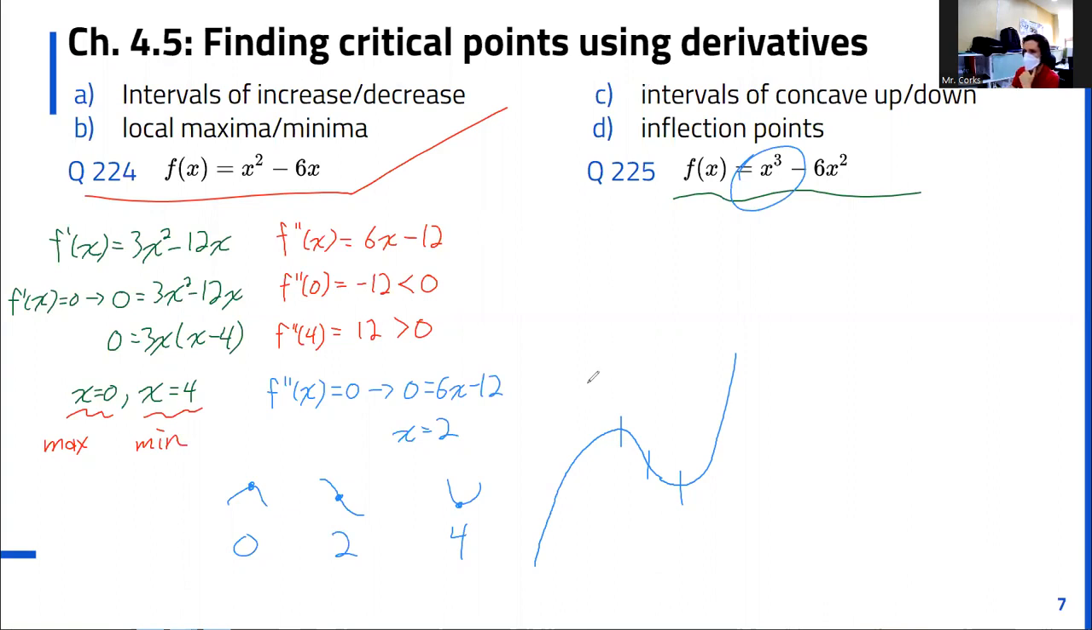Okay, so from this, we have intervals of increase. Sorry, let's label this. So that's 0, that's 2, and that's 4. We have an interval of increase up to 0, and then decreasing down all the way to 4, and then increasing afterward. And we have a maximum here, minimum here.